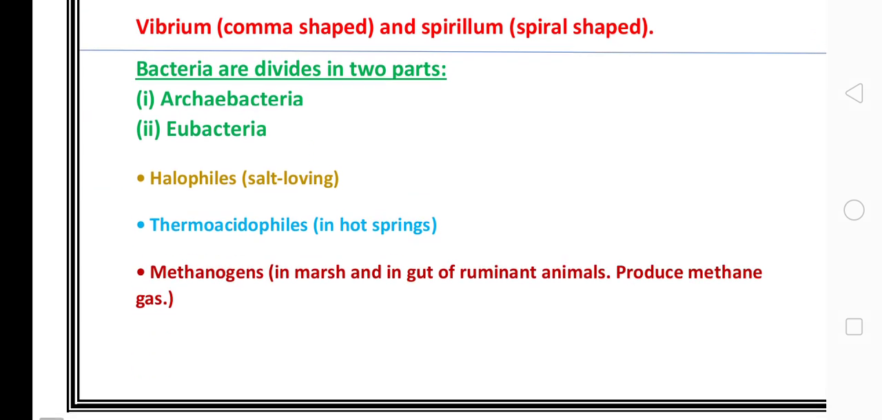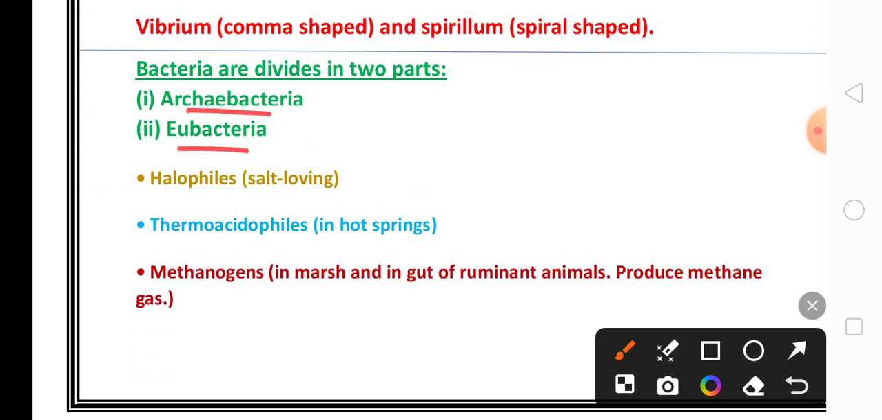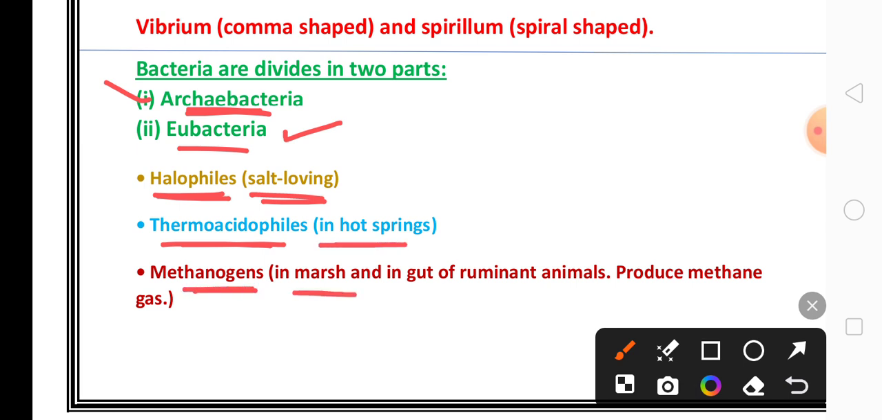Bacteria are divided into 2 parts, Archaebacteria and Eubacteria. Archaebacteria are the ancient bacteria and they can survive in harsh habitats also. And Eubacteria is the true bacteria. One of the Archaebacteria is halophile. It can survive in extreme salt conditions. Another Archaebacteria is thermoacidophiles. It can survive in hot springs. Methanogens are the bacteria present in marshy places and in the gut of ruminant animals, and they produce methane gas.